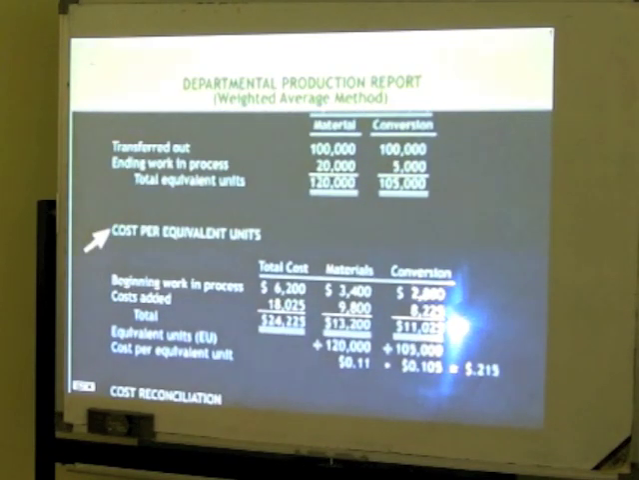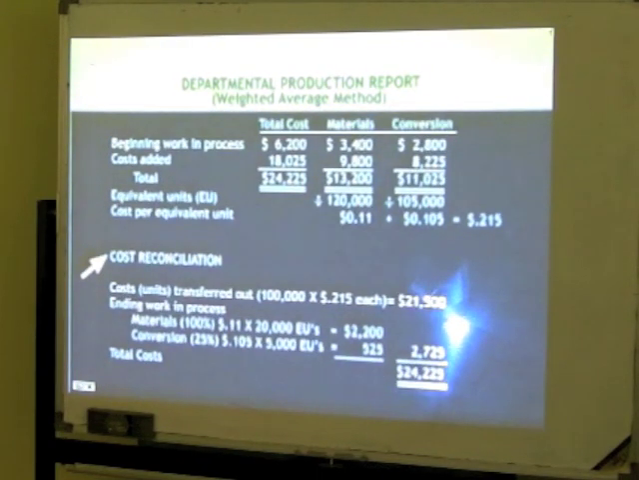Section 2 reports cost information for beginning work in process and costs added during the period for materials and conversion. The materials and conversion costs are then divided by their respective EUs from Section 1. The result is per unit material and conversion costs, which are added together to get total unit cost.